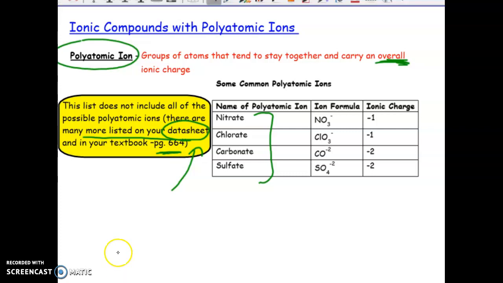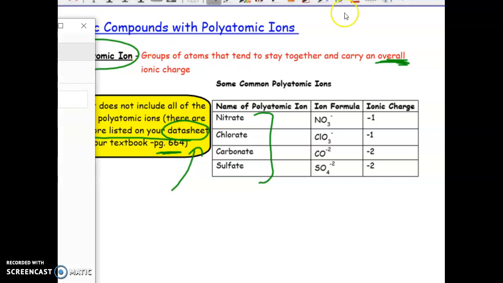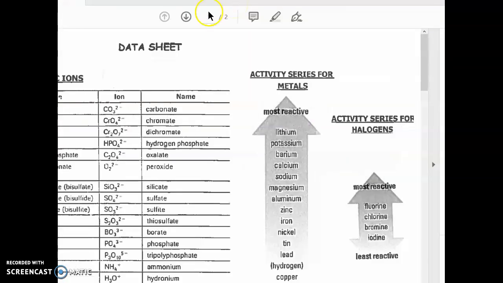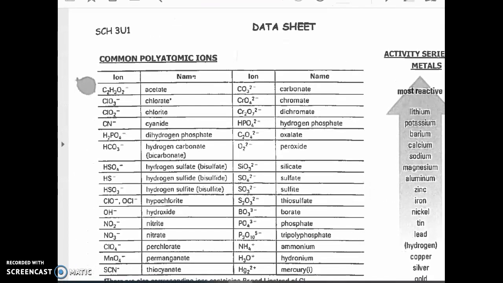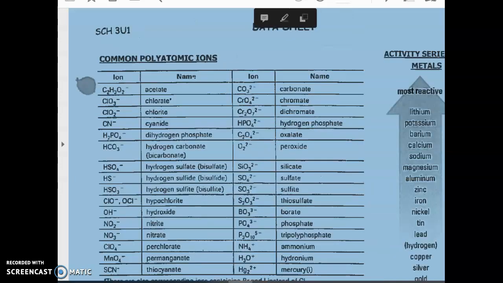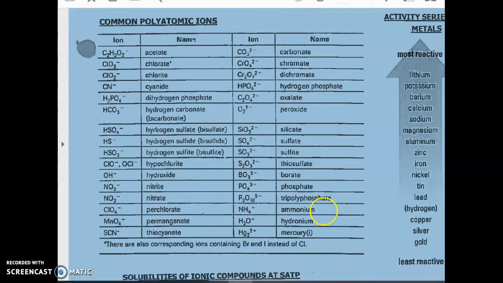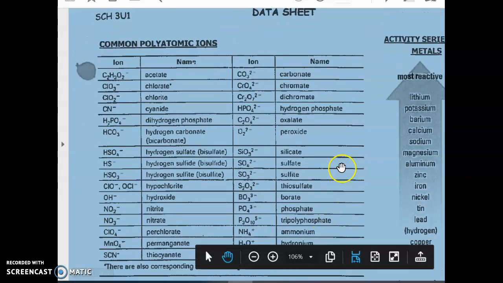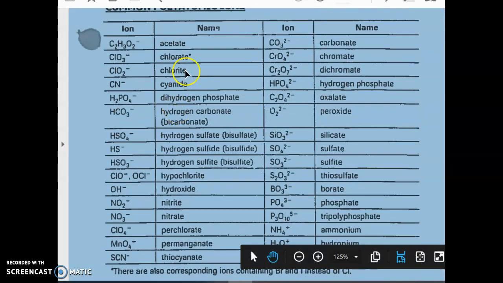So just to show you what the data sheet looks like. Okay, it looks like this. We looked at this the very, very first day of school. But now we're going to start using it. So the data sheet, oh my goodness, I zoomed in like a ton. And it's blue now. But anyways, go with me. So the data sheet that's there, this is the chart that I'm referring to.